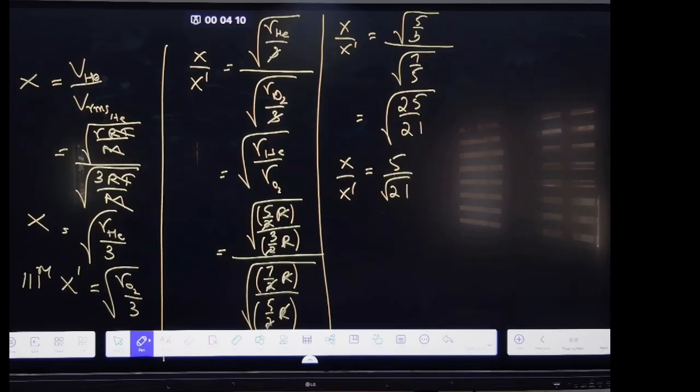Right? Good. So, I think the last question is on Doppler's effect. Doppler's effect is not for this particular year. We can leave it off.